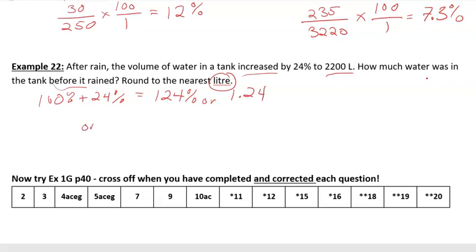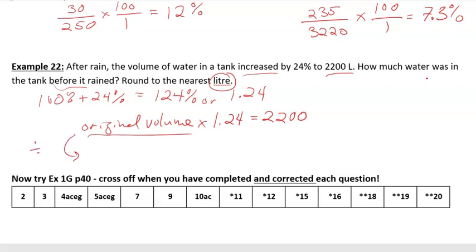So what we're going to do is take the original volume, and we're going to multiply that by 1.24. That's what we want. But we don't know what the original volume is, but we know that it's going to end up being 2,200 liters. So therefore, if we want to take that original volume and keep it by itself, algebraically, we're going to divide by that other number, 1.24. Divide both sides by 1.24. That's going to leave us with the original volume.